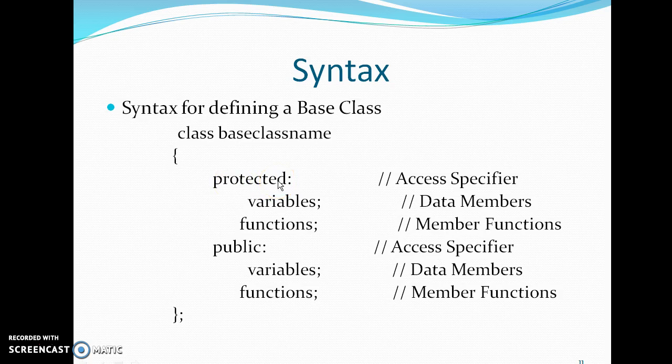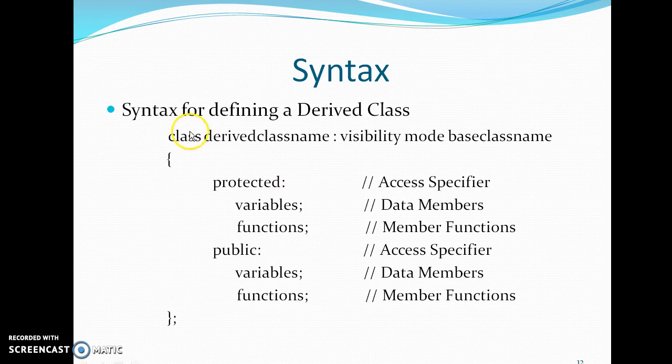After completing this syntax, I am going to tell you the meaning and the purpose of that protected access specifier which has been used in the definition of the base class. The syntax for defining a derived class is: the class keyword, then the name of the derived class, then a colon, then the visibility mode, which can be public or private, and the name of the base class.